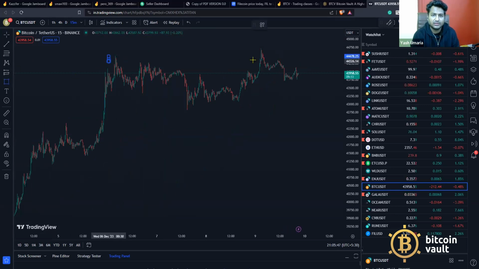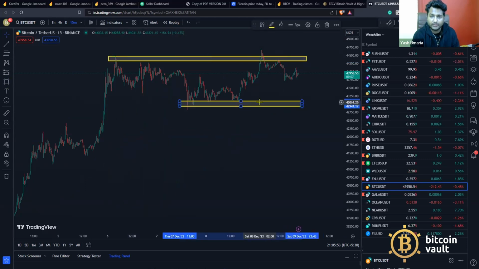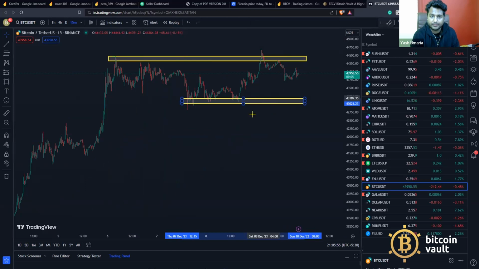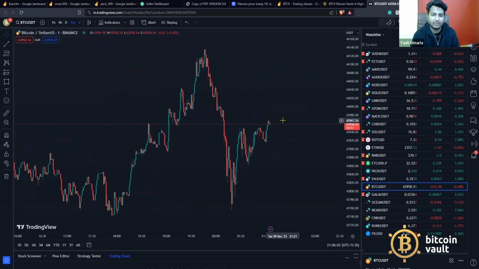You see, now this is a resistance for Bitcoin right now. This is a support for Bitcoin right now. Something like this. So even on a 15-minute chart, we have support and resistance. Even on a 1-minute chart, we will have the same stuff.